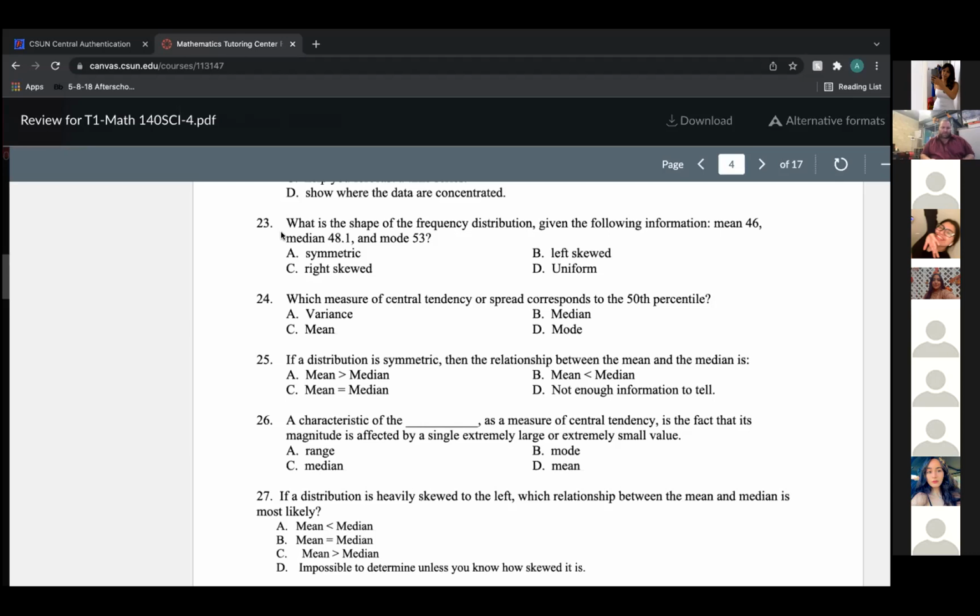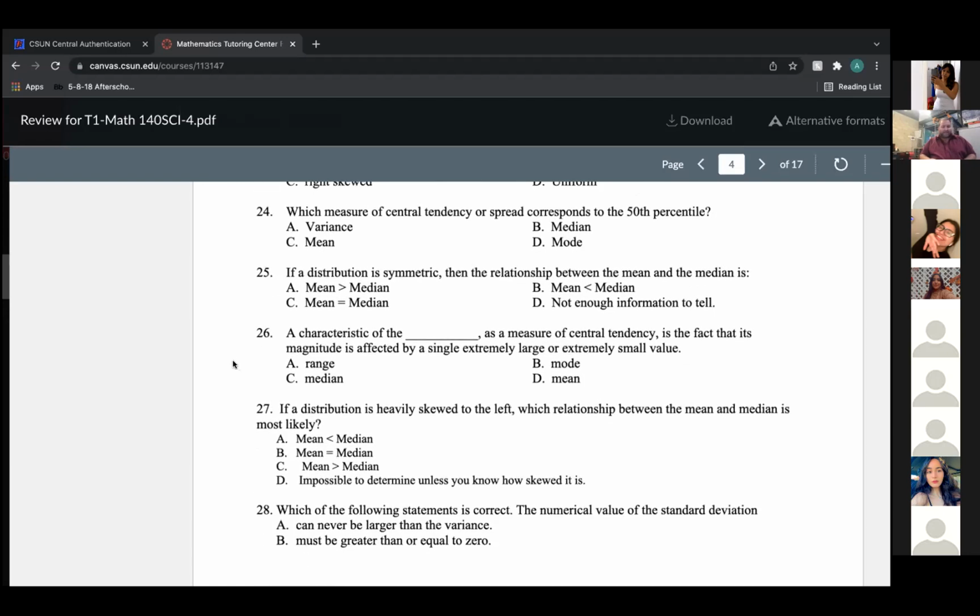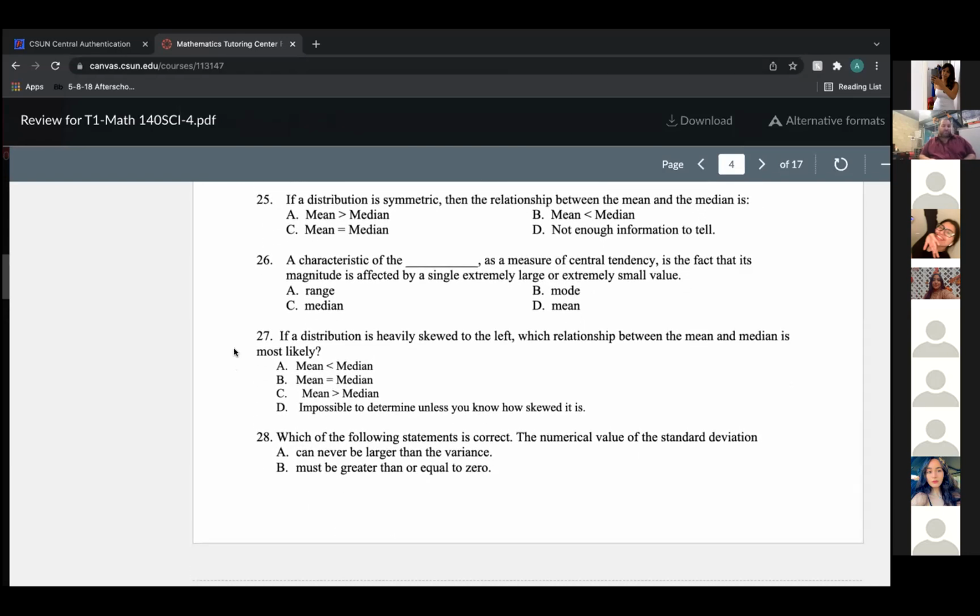26, a characteristic of the blank as a measure of central tendency is the fact that its magnitude is affected by a single extremely large or extremely small value. That would be the mean. We just spoke about that. The mean is non-resistant. By the way, this goes back to what we did earlier with that first question you asked me about whether the mean or median should be used for the skewed graph. You have outliers that will really affect the mean in a bad way, which is why we want to use the median. So the answer to 26 is mean. It is affected very much by a single extremely large or extremely small value.